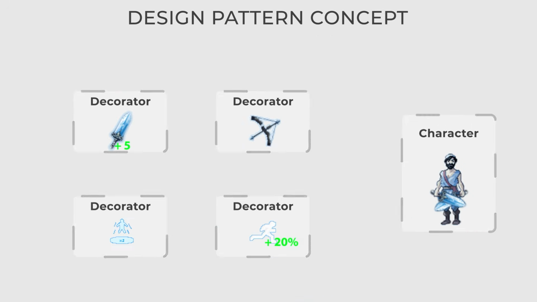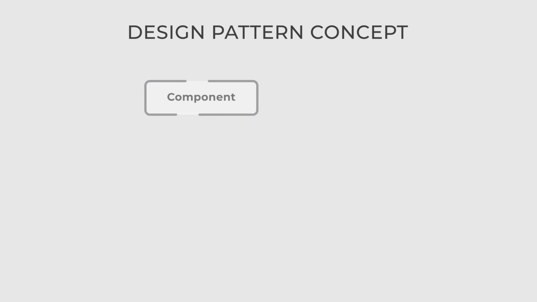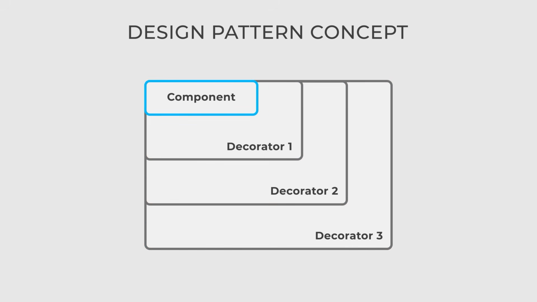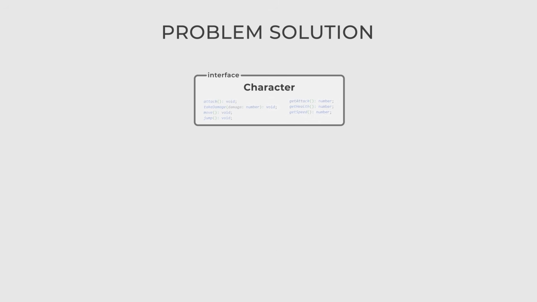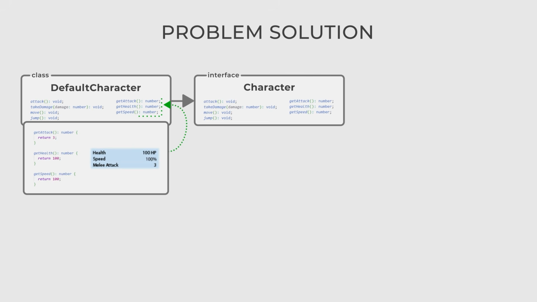The Decorator is a structural design pattern that allows you to dynamically add behaviors or responsibilities to objects without changing their code. It involves creating a set of Decorator classes to wrap specific components, adding new functionalities or runtime behaviors. Let's create an interface character. This interface has all the necessary methods to control the hero, such as attack, take damage, move, jump, and so on. Next, let's create a default character class that implements the character interface and provides a default hero implementation.